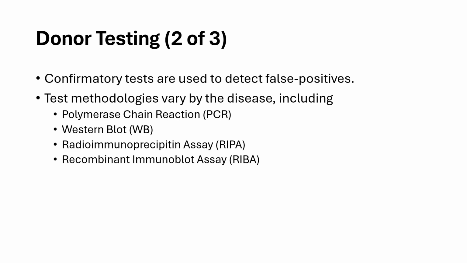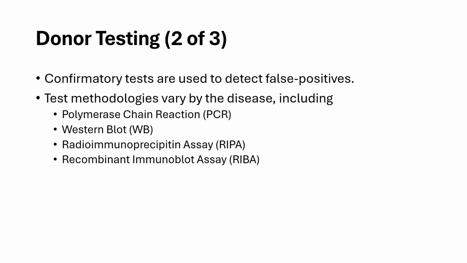Confirmatory tests are essential to verify initial positive screening results and reduce the occurrence of false positives, ensuring accurate diagnosis and donor eligibility. Different diseases require specific test methods, including polymerase chain reaction, or PCR, which amplifies and detects the genetic material of pathogens, allowing for early and precise identification.